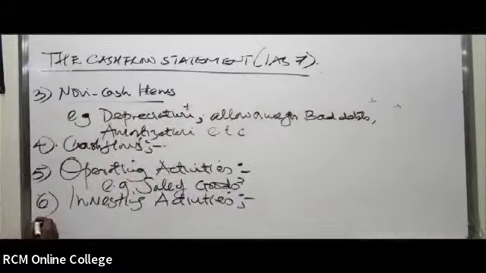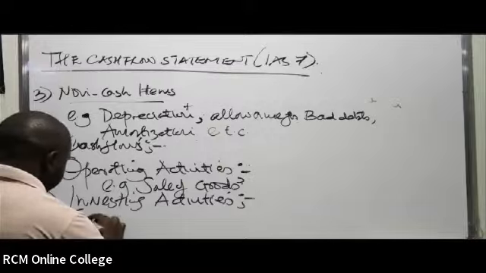Then you have number 7. You can write, still, another category in the cash flow statement. We refer to it as financing activities.